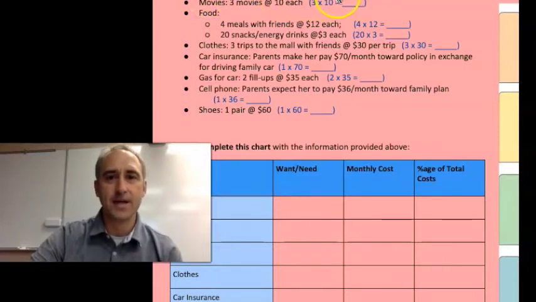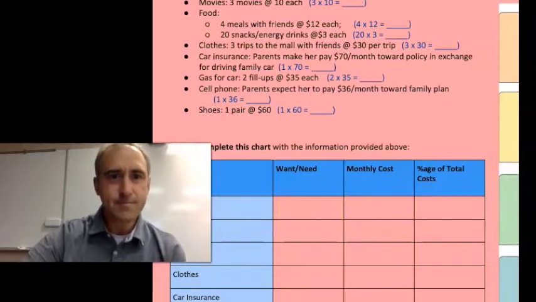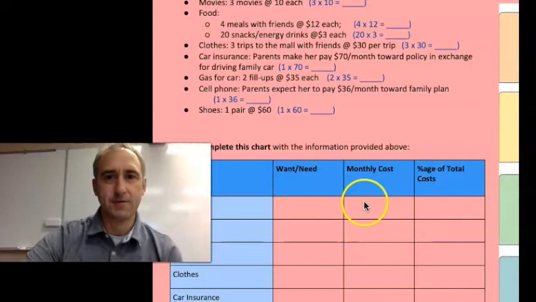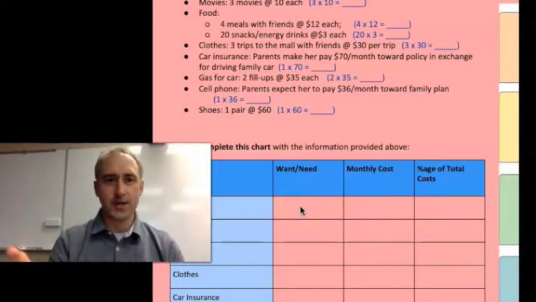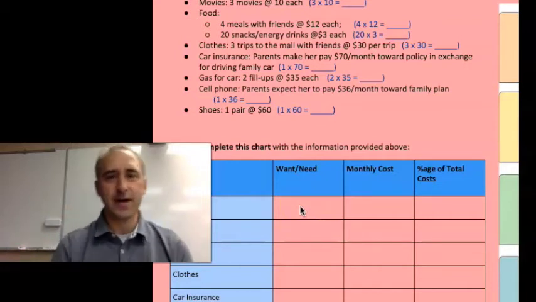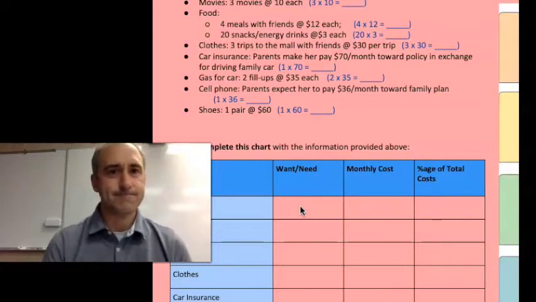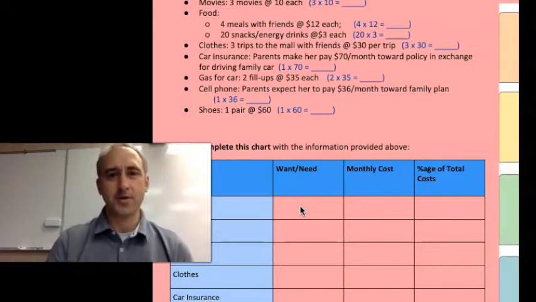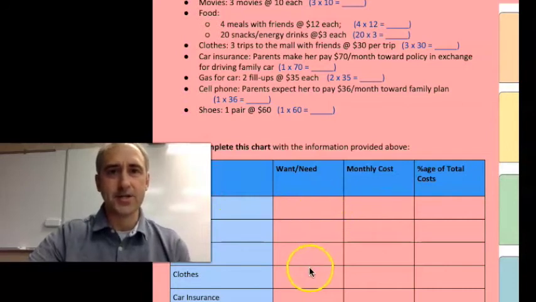Ms. Hoffman and I gave you the formula here, so you're going to take 10 lattes times $4, and then you're going to write your answer, which is 40, under monthly expenses. So that goes here. You are also going to determine whether this is a want or a need. Is it that she needs to have coffee in order to survive and to live her life, or is it a want? So you're going to either write want or need in each of these columns.